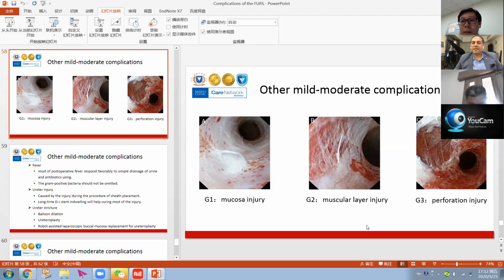So this protocol, 1 month, 3 months, 6 months, is for all grades of injury or only for severe injury, grade 2 or 3? I think for grade 1, I don't think it's necessary to do this protocol. But for grade 2 and grade 3, I think it's necessary. Okay, so grade 2 and grade 3, you have to follow up the patient. Yeah, follow up the patient.